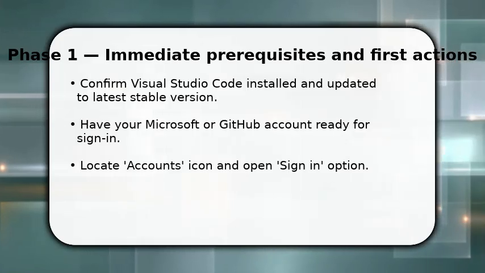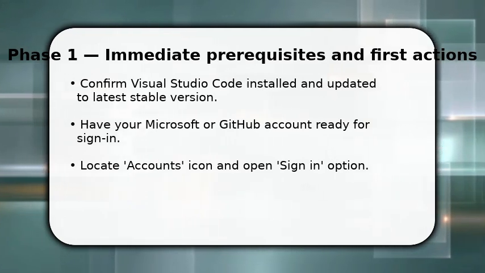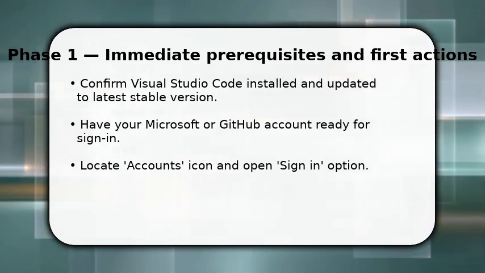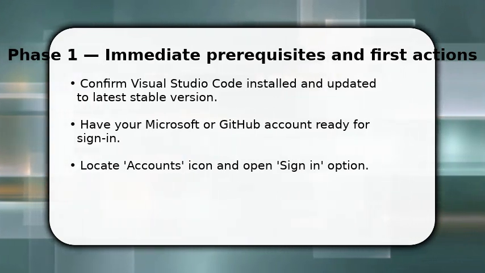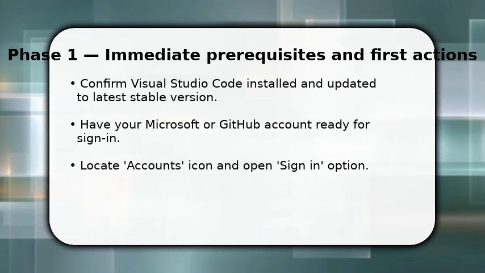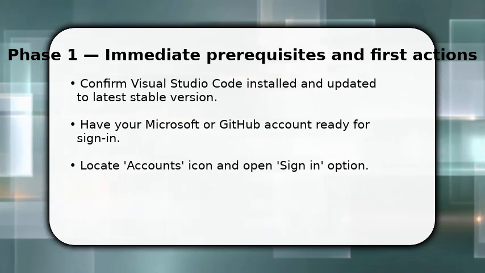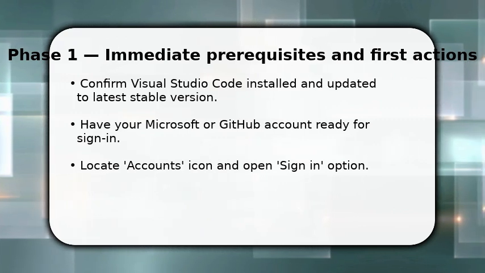You begin by confirming prerequisites. Visual Studio Code is installed, updated, and you have a Microsoft or GitHub account ready. Once ready, open VS Code and locate the accounts icon at bottom left. Click it and choose Sign In to start activation.